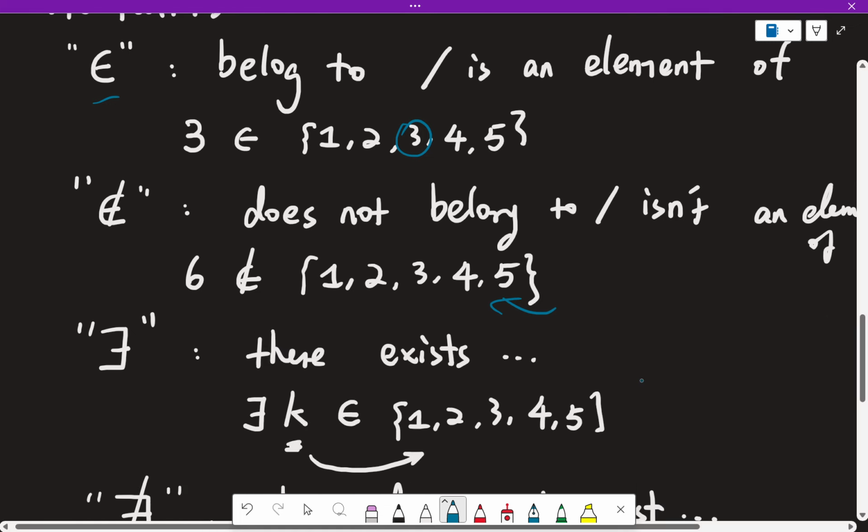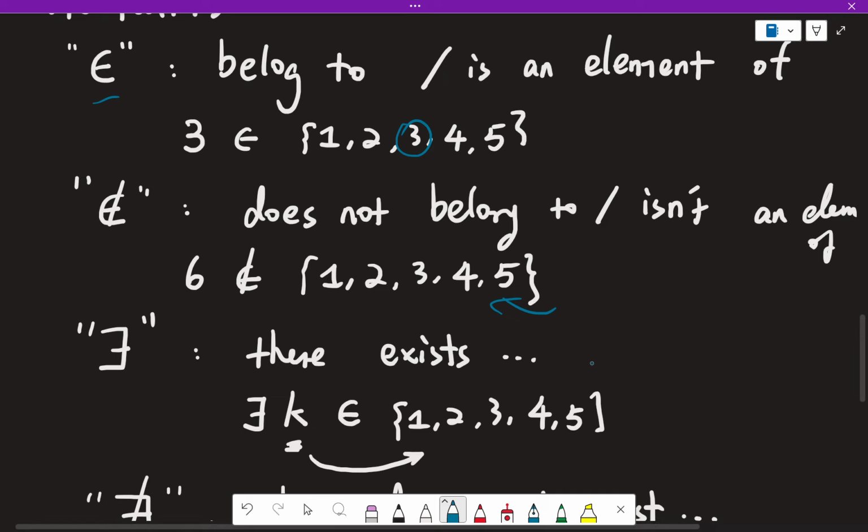Next, we have something like a reversed E, which means there exists. So we can say there exists a variable k that belongs to 1, 2, 3, 4, 5. So we know for sure that this k is part of this set. So k could be either 1, 2, 3, 4, or 5.